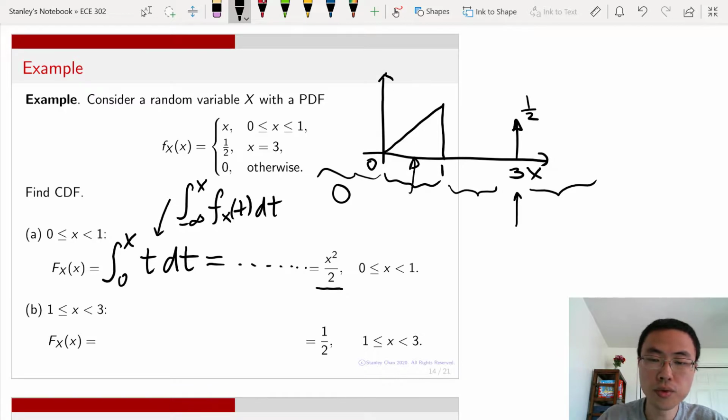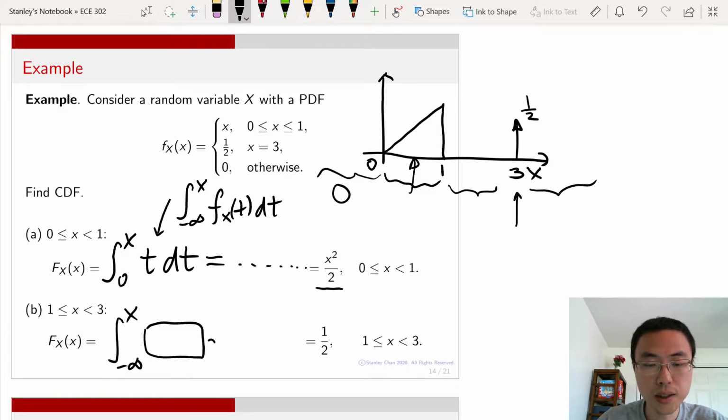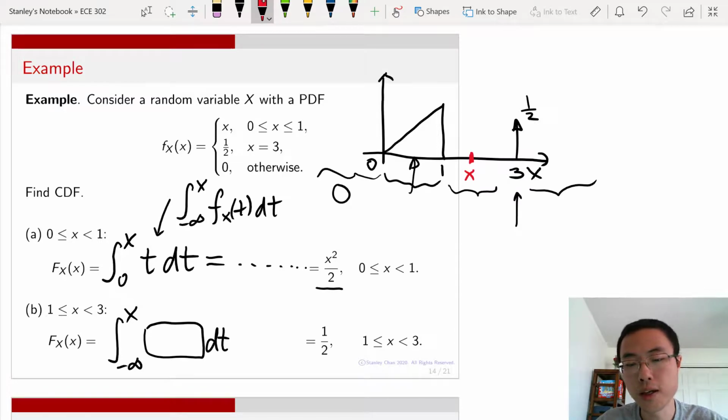Well, you are actually integrating this function from minus infinity to x, and then this x, you have something to put in, and then you have this dt. This something to put in is of course this function, but then the x that you're evaluating at is here. The x is bigger than 1.